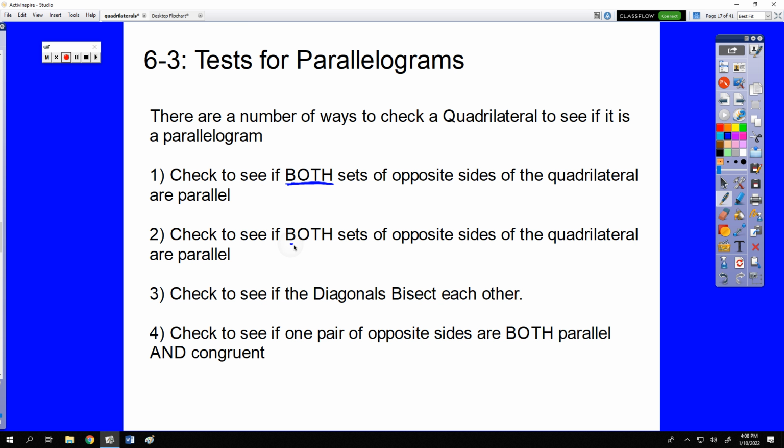You can check to see if both sets of opposite sides of the quadrilateral are, and this is a typo, congruent. That would be the second. If you can show that both sets of opposite sides are congruent, that's enough to guarantee that a quadrilateral is a parallelogram. You can check to see if the diagonals bisect each other. Again, the key there is both of the diagonals have to be bisecting the other. And finally, you can check to see if one set of opposite sides is both parallel and congruent. That also is enough to guarantee that it is in fact a parallelogram.